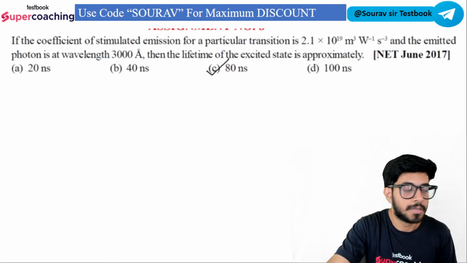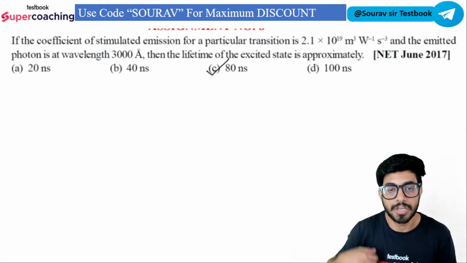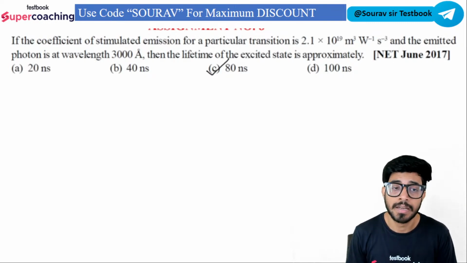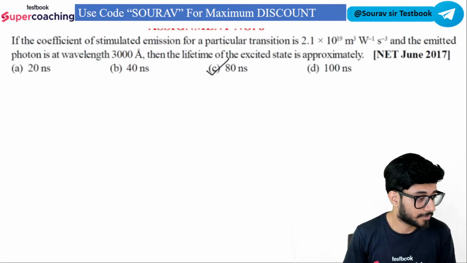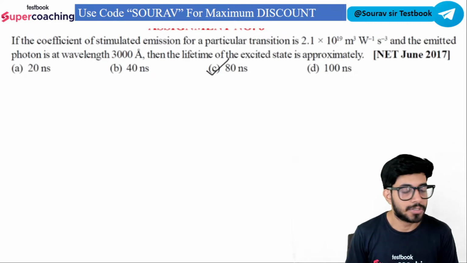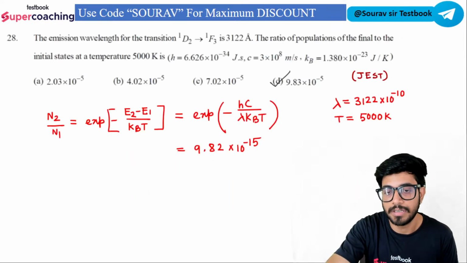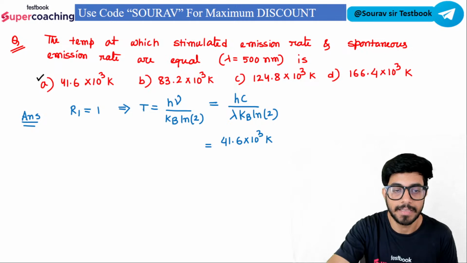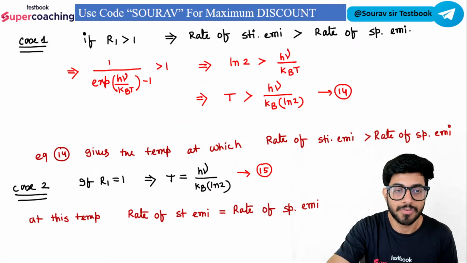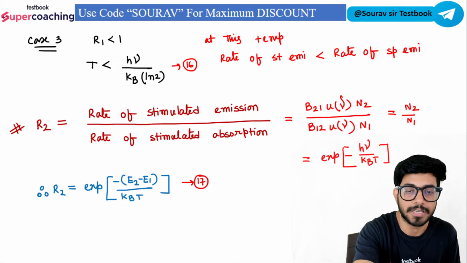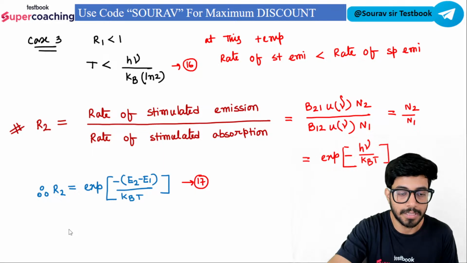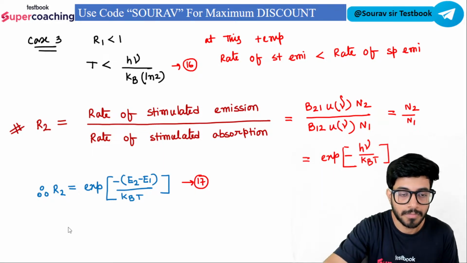Let's solve another question which says: if the coefficient of stimulated emission for a particular transition, B21, is this, at a wavelength this, then the lifetime of the excited state is equal to what? This is a very important thing. You people have not learned about this yet. I have also not told you about this. It is part of the theory, a small theory, and if I tell you that theory you will understand this. So wait a second, since it is a theory part, let me explain a bit of theory so you will understand.